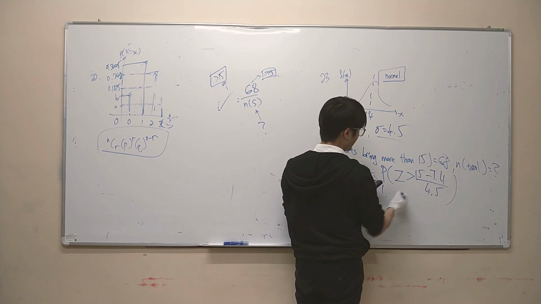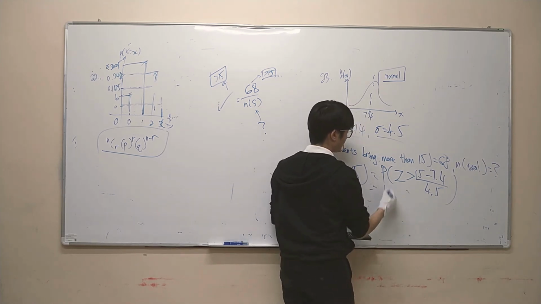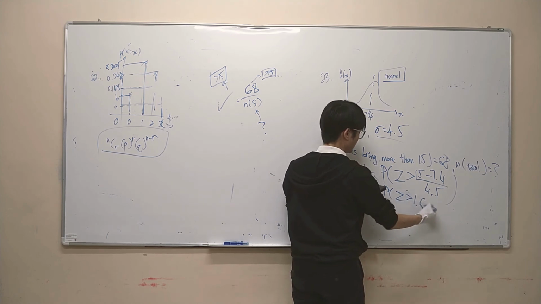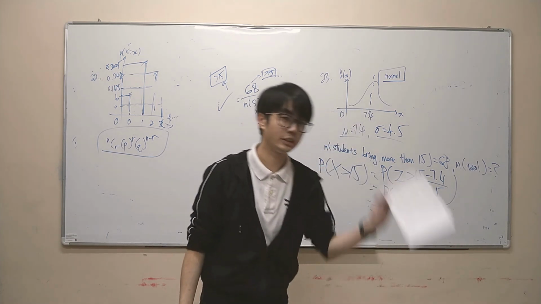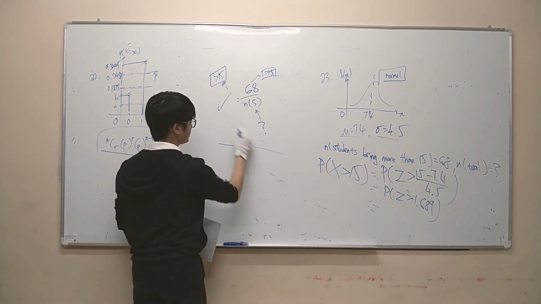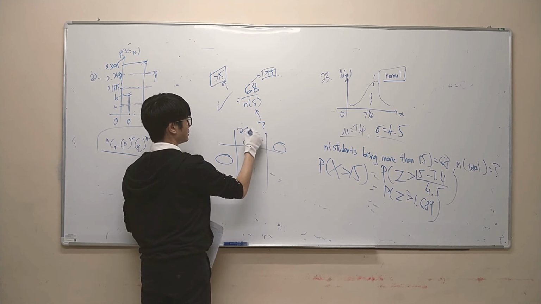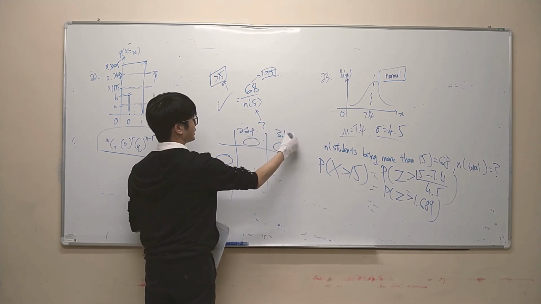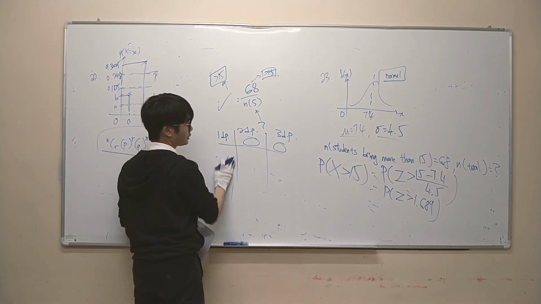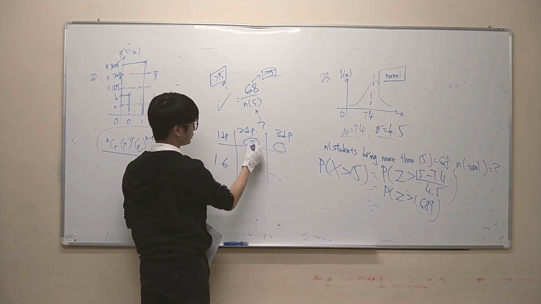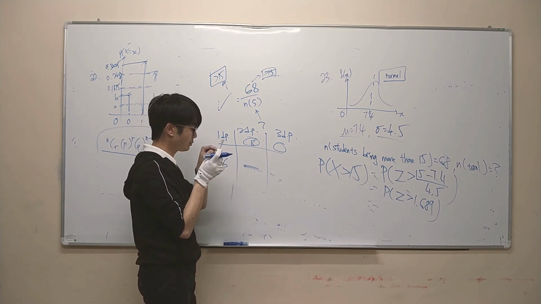Okay, 1.6888, but you write 3 decimal places. So P(Z is bigger than 1.689). You can only read until 3 decimal places, because your table can only read until 3 decimal places. This is the first decimal place, second decimal place, third decimal place. So what you do is you go to 1.6 and then you go to 8 across, right? So take out 1.68.